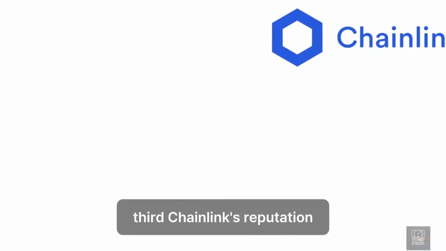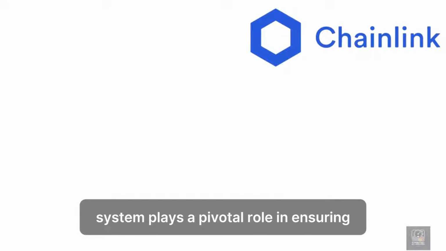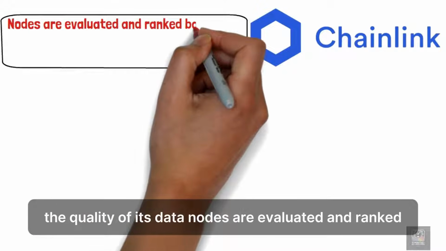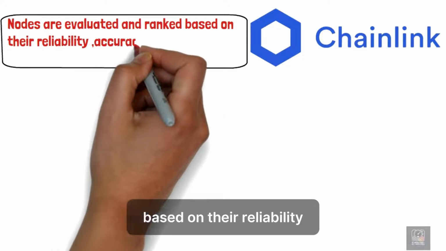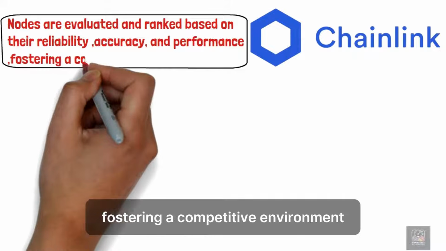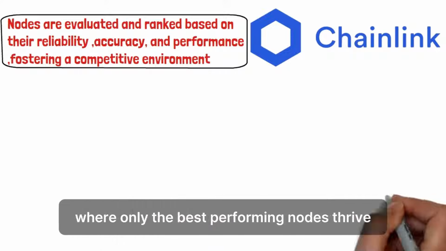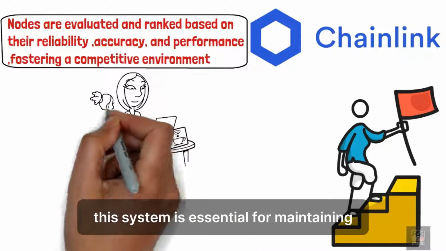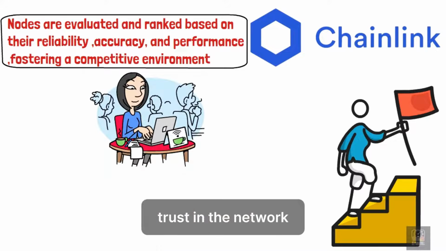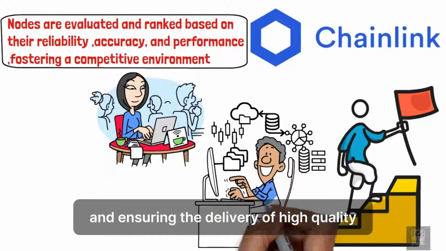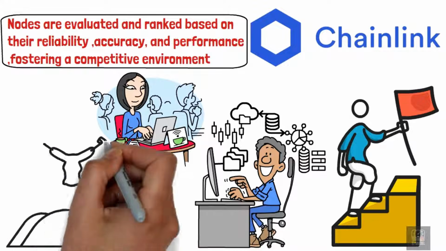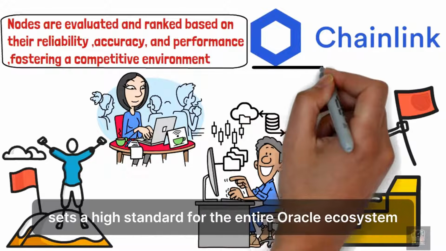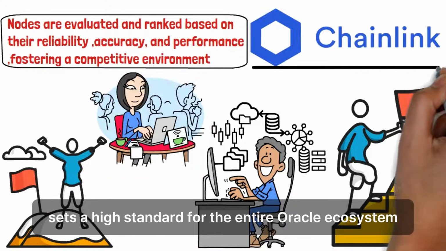Third, Chainlink's reputation system plays a pivotal role in ensuring the quality of its data. Nodes are evaluated and ranked based on their reliability, accuracy, and performance, fostering a competitive environment where only the best-performing nodes thrive. This system is essential for maintaining trust in the network and ensuring the delivery of high-quality data to smart contracts. By incentivizing top-tier performance, Chainlink sets a high standard for the entire oracle ecosystem.